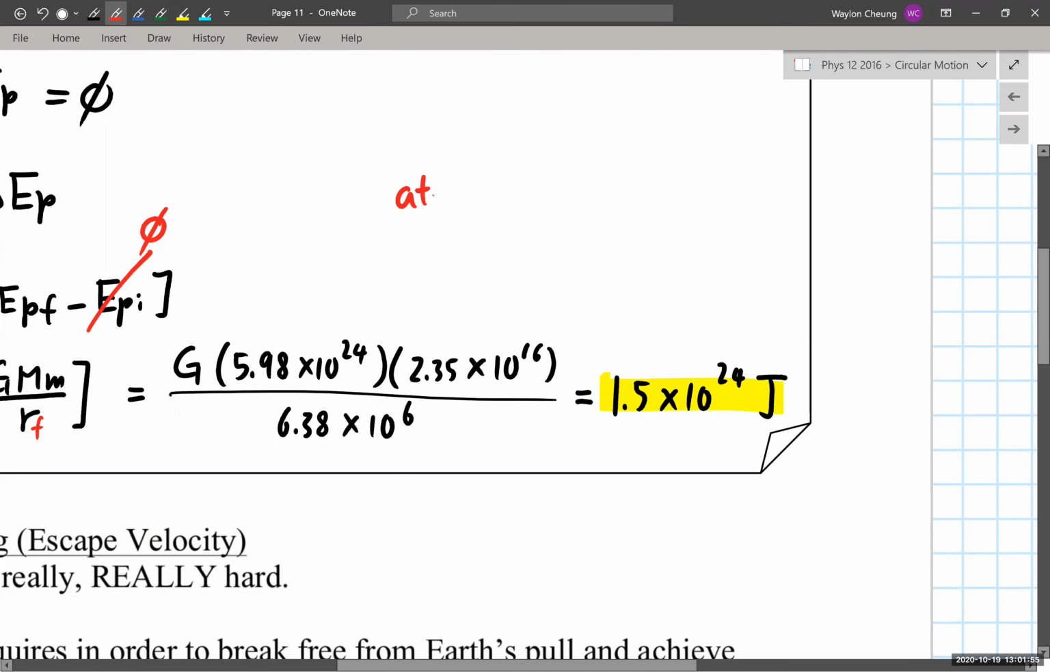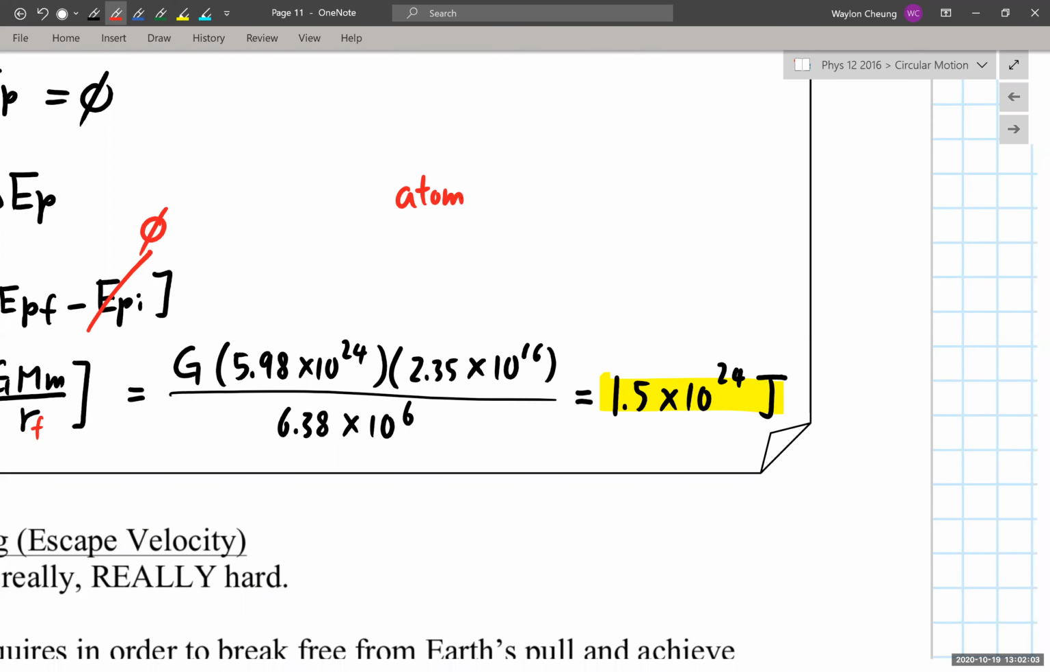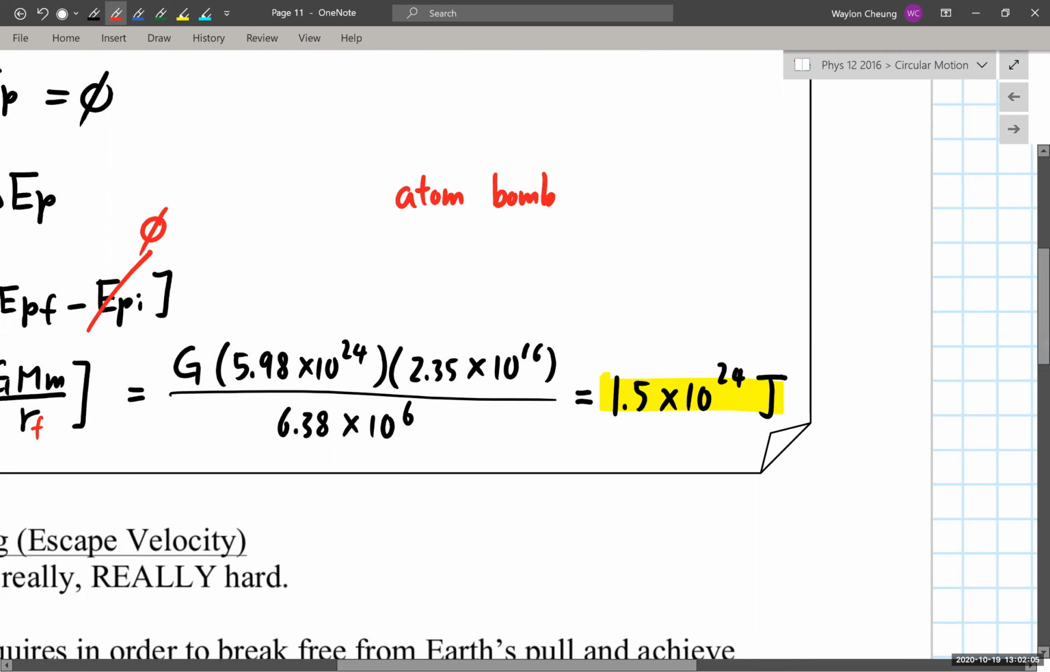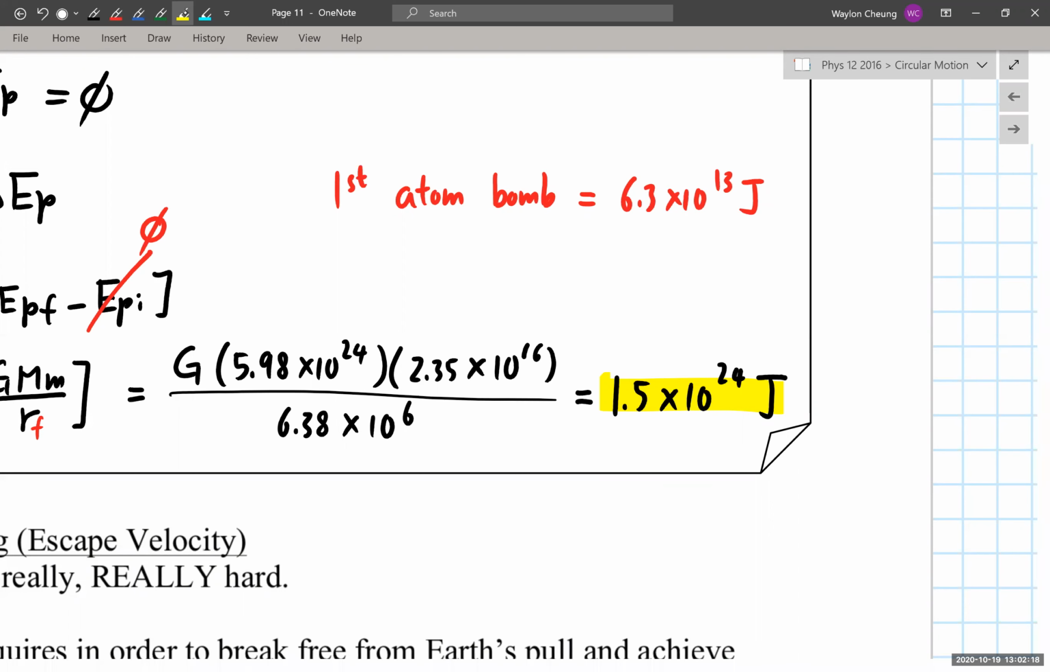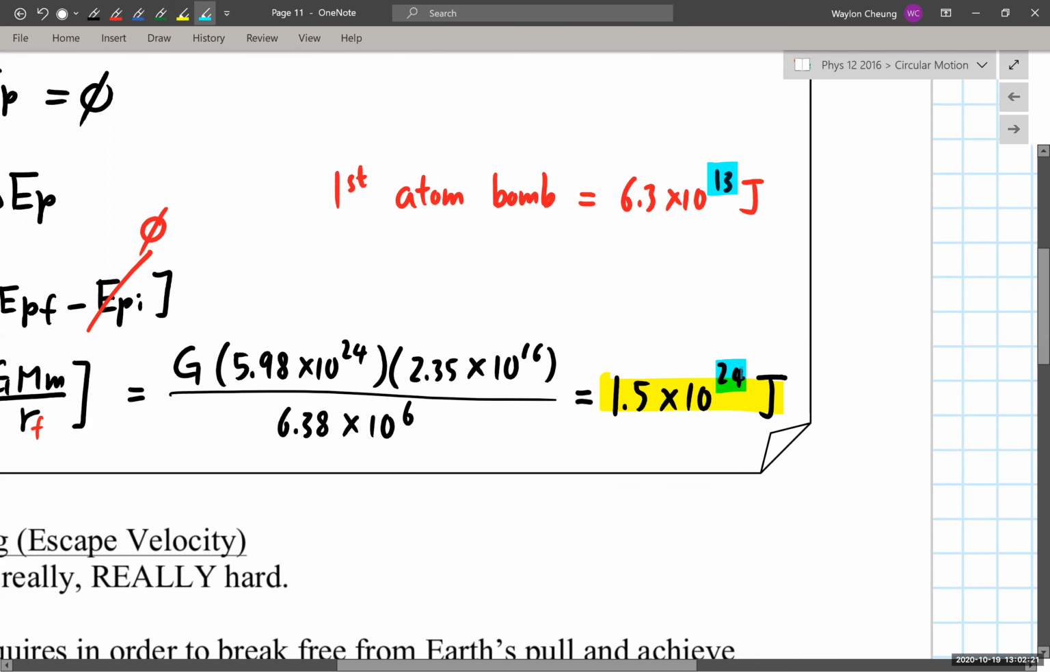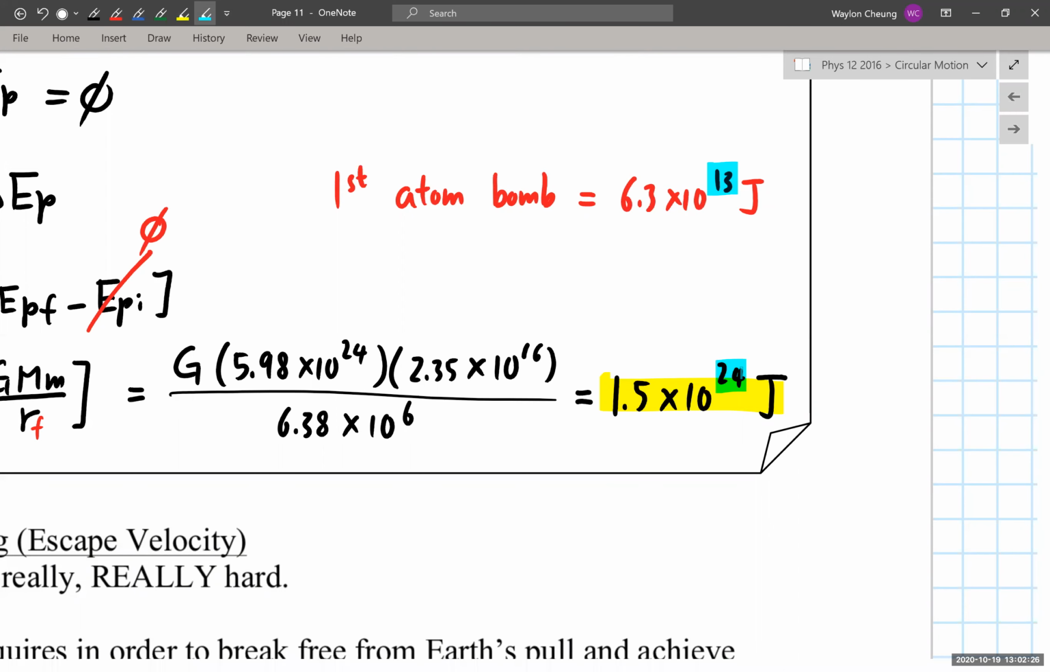The first atomic bomb, the one that's dropped in Hiroshima to end the Second World War, partially, released approximately 6.3 times 10 to the 13 joules of energy. Now, how much is the difference between 10 to the 13 and 10 to the 24? How much? 11 more zeros. So 100 billion times.